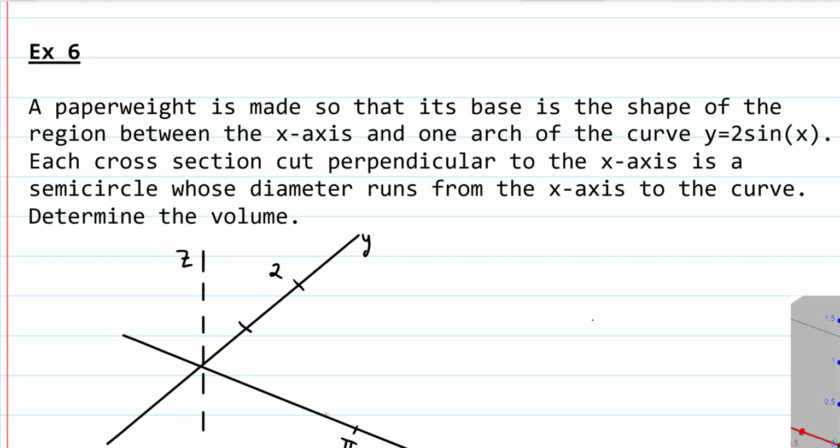In example 6, a paperweight is made so that its base is the shape of the region between the x-axis and one arc of the curve y equals 2 sine of x. Each cross-section cut perpendicular to the x-axis is a semicircle whose diameter runs from the x-axis to the curve. Determine the volume. So the first thing we need to do is sketch the graph.